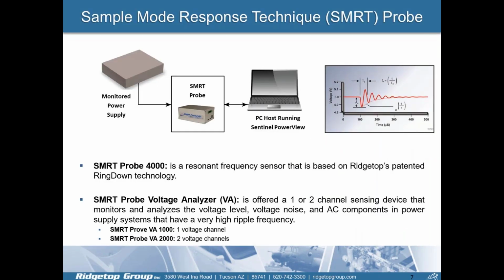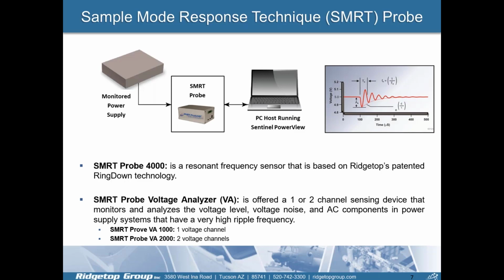From a very simple point of view, you have what we call a prognostic target, a monitored power supply in this particular case. You have a sensor. Our smart probe looks at the output of it. The sensor produces data which goes to a PC program, or a PC host, if you will, and it's running Sentinel PowerView. And off on the very far right is a damped ringing response that we look at with our Smart Probe 4000. The damped ringing response consists of an amplitude, a resonant frequency, and an exponential decay.